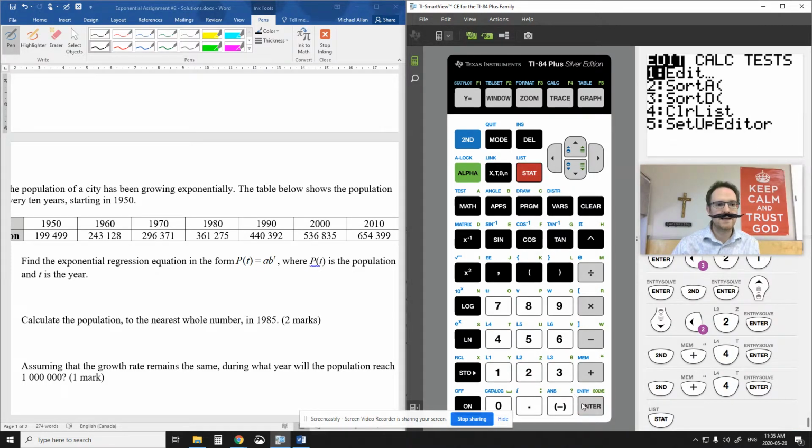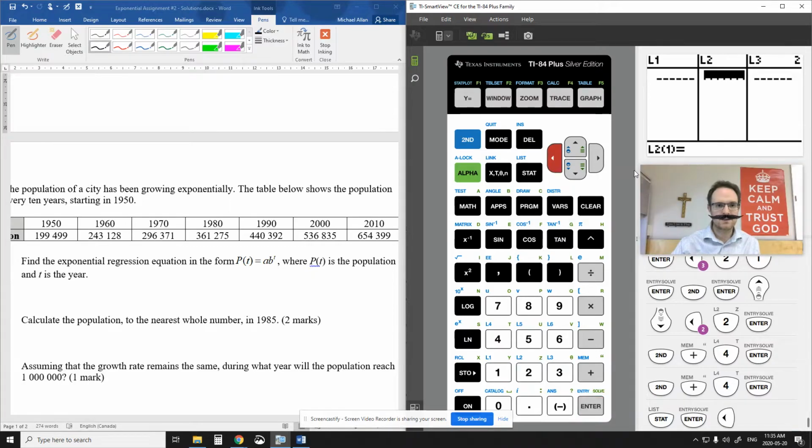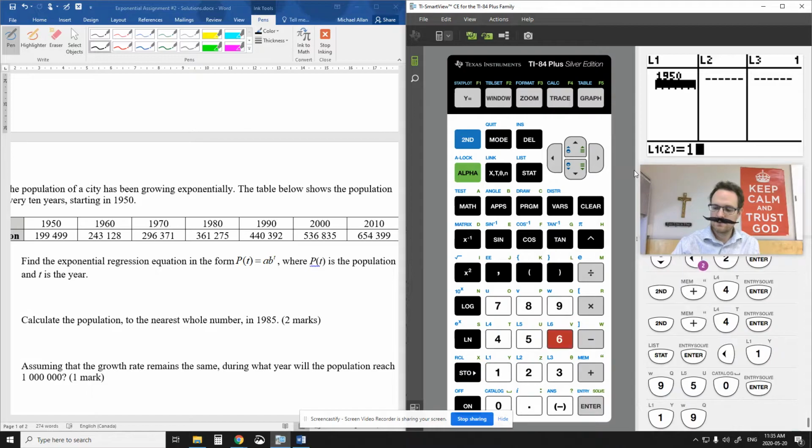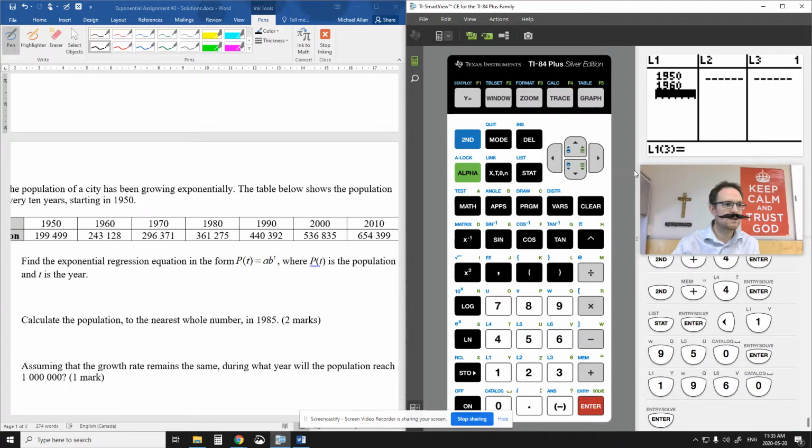So go to stat, edit. I'm going to type in my numbers here. So I've got 1950, 1960. You could put 0, 10, 20, 30, 40, 50, 60. It'll give you a better equation. It won't change your answers, though.